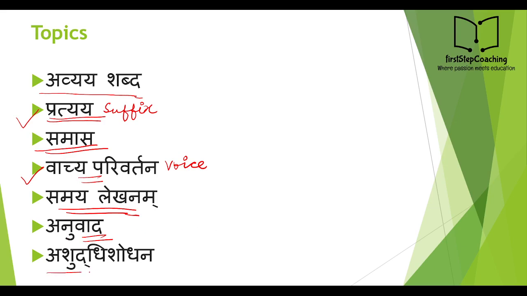Now, the last topic will be our Ashuddhi Shodhan. Ashuddhi means impurities, meaning wrong things. So, basically, it is called editing, correction. So, we will be correcting the mistakes in the given sentences in this topic. It is going to be the test for whatever we have learned till now, and what we will be learning during the full course.